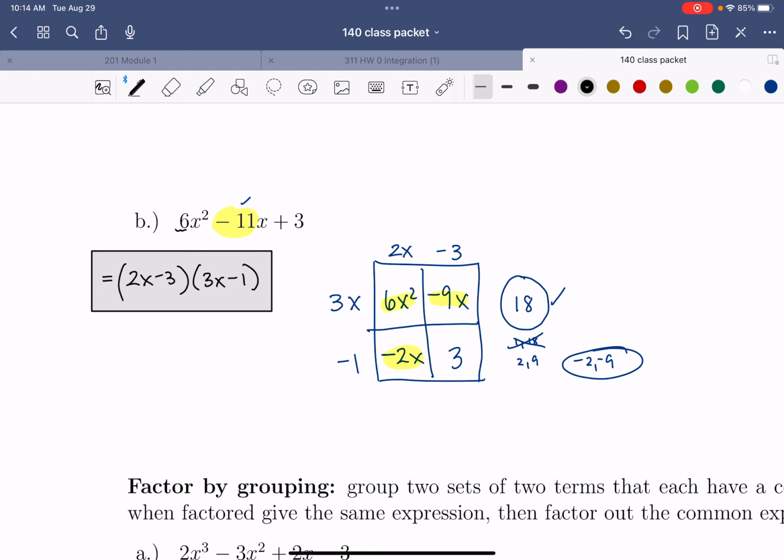Okay, so this is if you know how to guess and check and that works for you, or you have a different strategy, that's totally fine. But this is a nice little picture way of figuring this out. Way to organize your thoughts that you can always use to factor a trinomial that has a leading coefficient.